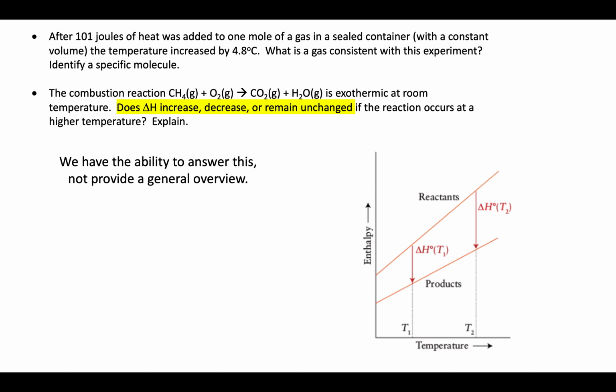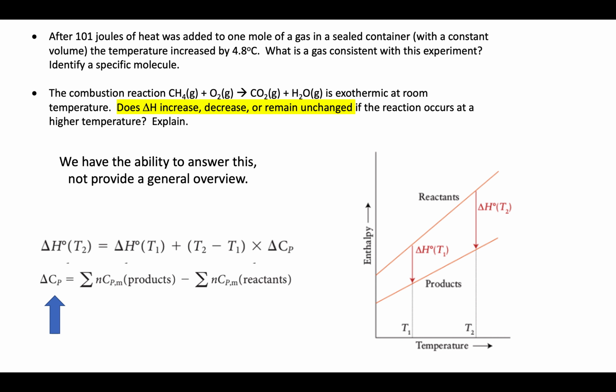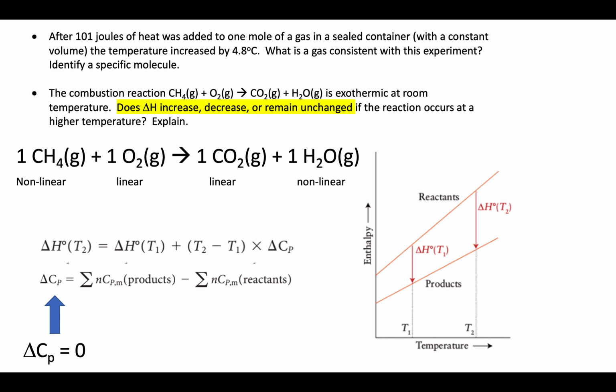So some folks would then add an image like this, reproduce this sketch, and suggest that it would change. But an even better response would be to consider, do the slopes themselves change or not? And again, that's something we have the ability to answer as we think of Kirchhoff's law. The difference in the slope is dependent on whether there is a difference in the heat capacity when we compare the products and the reactants. And the heat capacity comes back to the contributions to the heat capacity based on the particle motion.